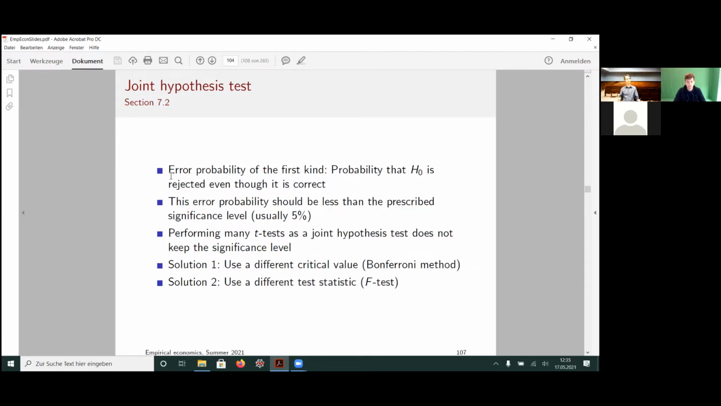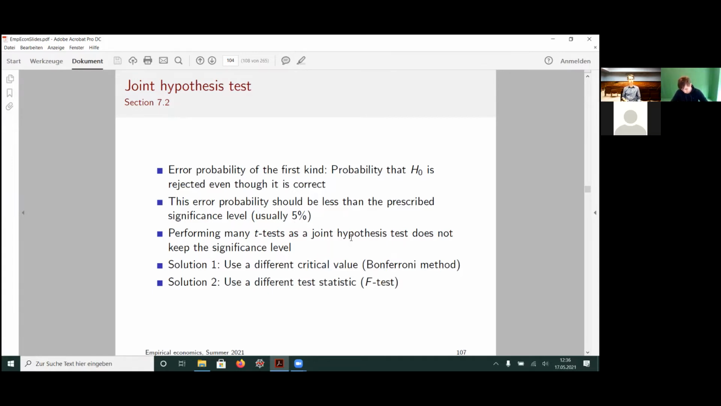So this is our line of reasoning, and it really hinges on the fact that the error probability is as small as we set it with the significance level, right? Okay, so performing many t-tests to test a joint hypothesis is not a good idea, at least not in the naive way that I've just suggested. So don't perform many t-tests if you have a joint hypothesis, or at least not in the way that you do for a single hypothesis.